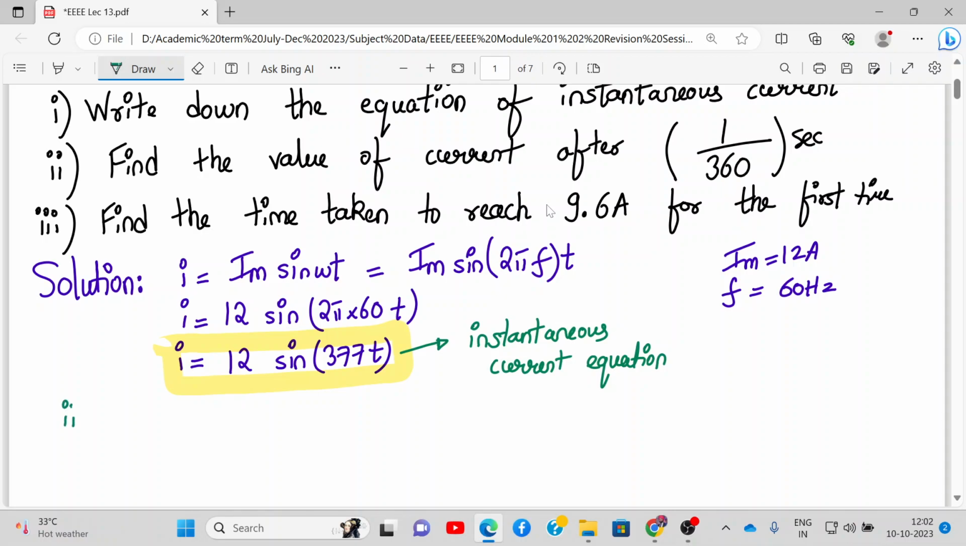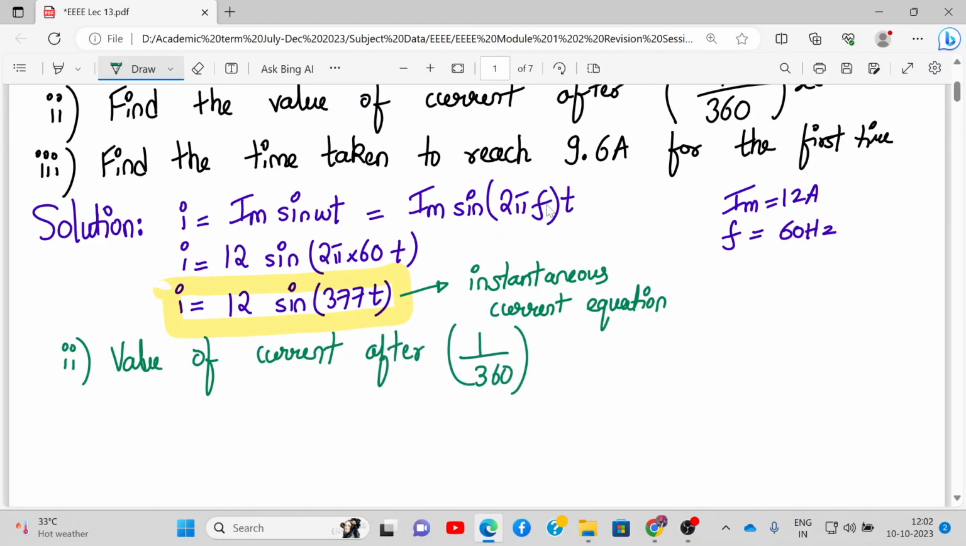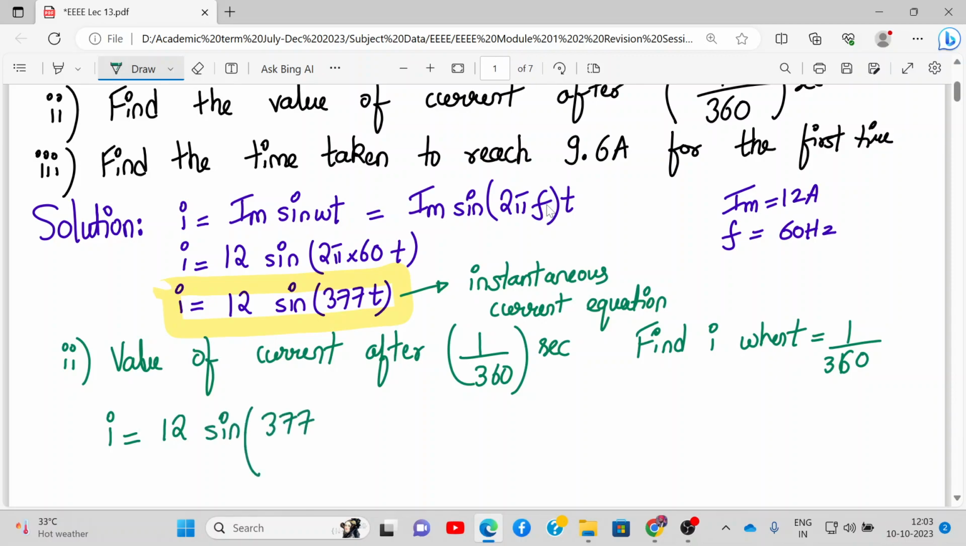The second part is we need to find the value of the current after 1 upon 360 second. That means we need to find the instantaneous value of i when t is equal to 1 upon 360. All right. So we rewrite the instantaneous current equation: i equals 12 sine, here we have 377, but this is in radians, multiplied by t. t is 1 upon 360.